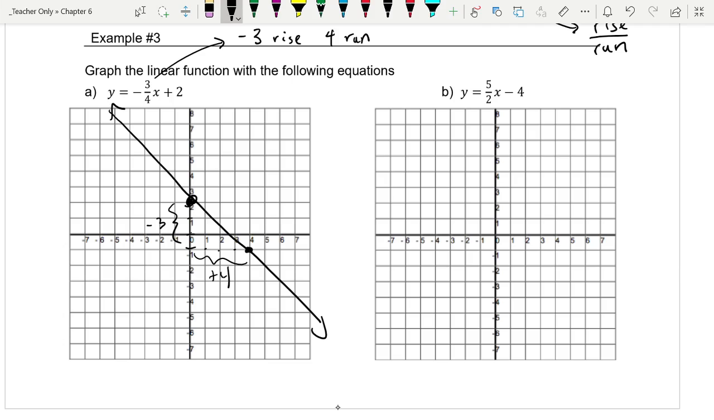All right, you watch me do that one. You try the other one. I'll give you a minute. Third page here.